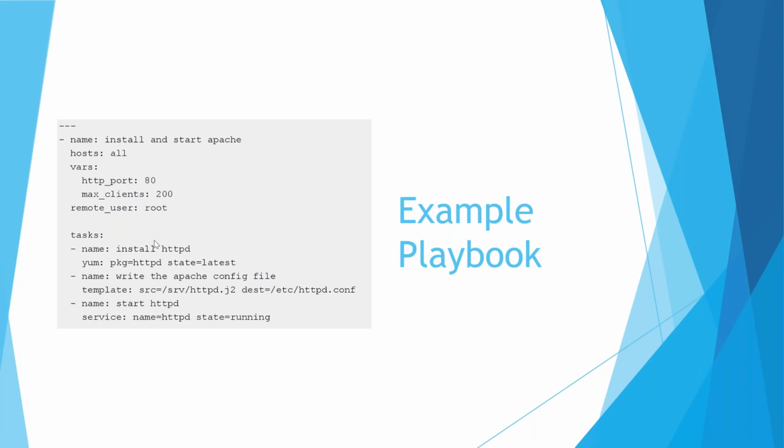Here is an example playbook, again for Apache. As you can see, this is very human readable, very intuitive. If you need to walk someone through what things do, we're saying we're targeting all of the hosts, we're giving a name, install and start Apache. We put in our variables: the port, the maximum clients, the remote user that we're going to use to do the configuration, and then our list of tasks, the installation.